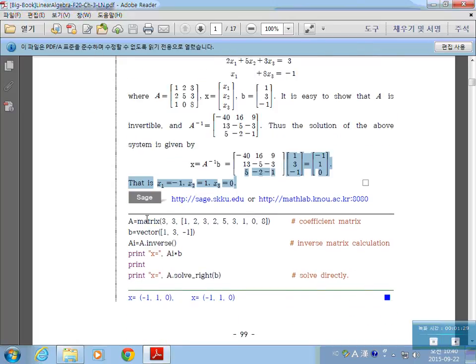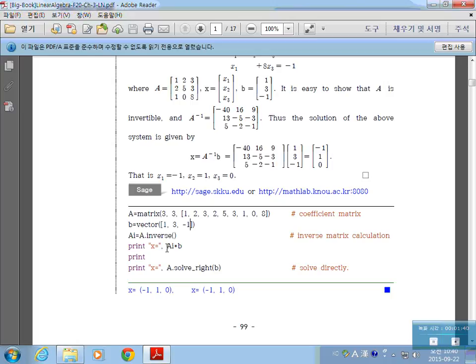This can be solved with this command here. Define a matrix and vectors, and define the inverse of the matrix A, and then you can just multiply A inverse by the vector B, and you will have the solution minus 1, 1, 0. Also, if you solve this linear system Ax equals B with this command, you will have the same solution. So you can solve it with this command, or you can just multiply A inverse by the vector B to get the solution you are looking for.